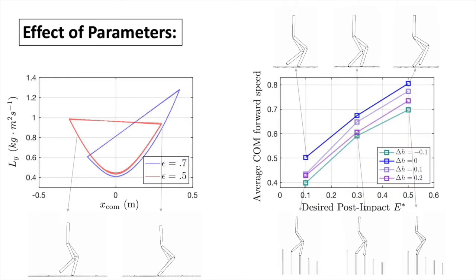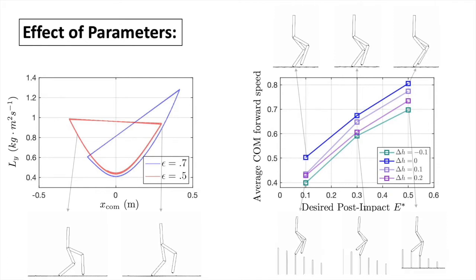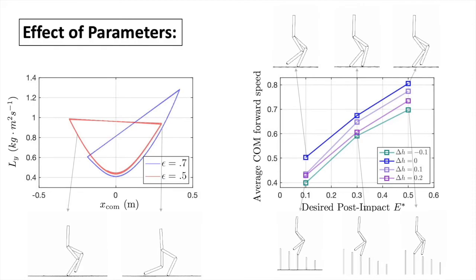As shown in the video, the user-determined parameter epsilon affects how far forward the robot leans at pre-impact, and E star is positively related to the robot's COM forward speed.